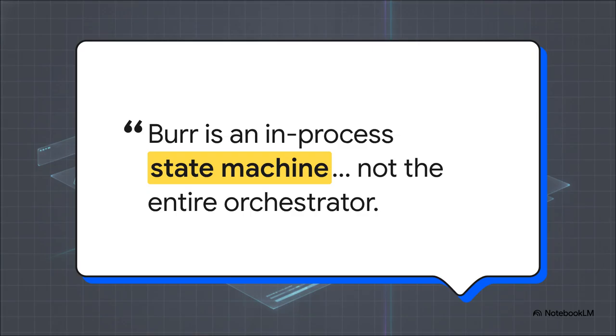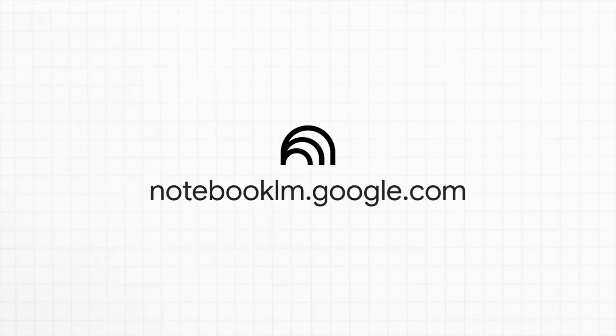But by making Burr the explicit, perfectly observable brain inside that robust external body, you gain total control over your AI agents. So the ultimate question is, now that you have this powerful, inspectable brain, what kind of production body are you going to build for it?